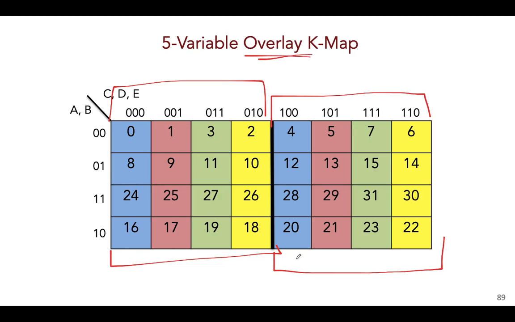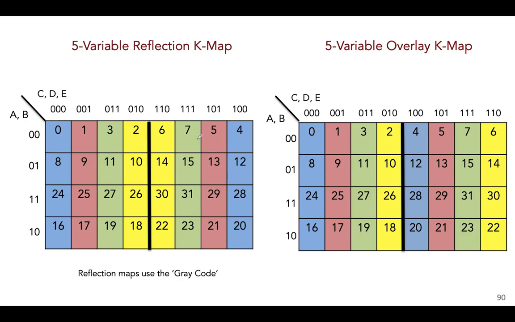Again, this coloring I've done so that you can try to get an idea of which cell is adjacent to which cell. Since this half of the map is supposed to overlay on this half of the map, these 2 columns are adjacent to one another. These 2 columns are adjacent to one another. These 2 columns are adjacent to one another. So if there's a 1 here and there's a 1 here, then you can form groups of these, right? So this is how a reflection K-map is different from an overlay K-map.